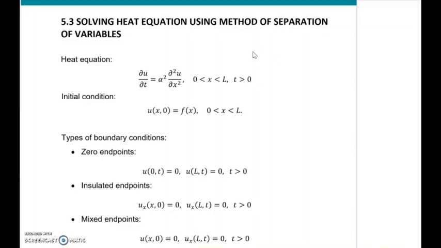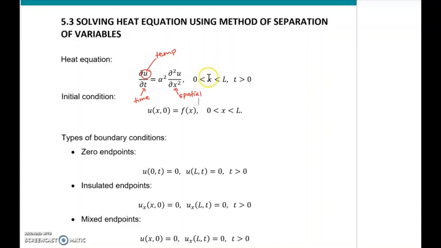So given the general form of the heat equation, ∂U/∂t = α² ∂²U/∂x². In terms of the heat equation, U represents the temperature, t of course is time, and x is the spatial coordinate. Okay, so u_t equals alpha squared u_xx.